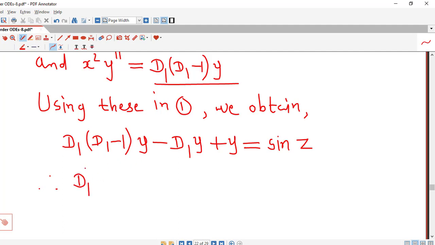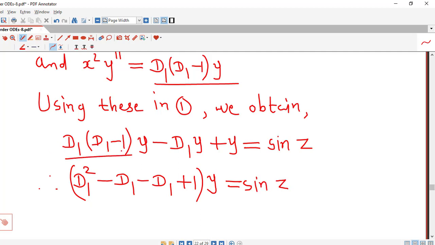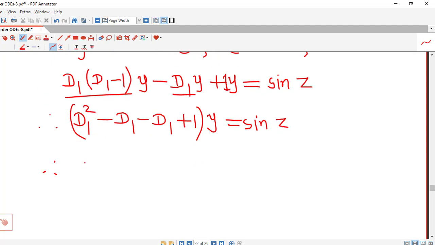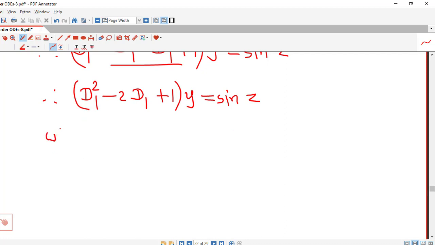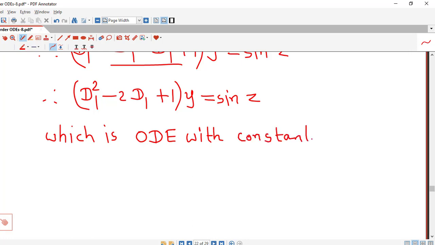Now we can simplify this. We have D1 square minus D1, here minus D1, and we can take y common, y equal to sin z. So I have multiplied these two, D1 square minus D1 plus 1, and I have taken y common. So this we can again rewrite as D1 square minus 2 D1 plus 1 y equal to sin z. So this is nothing but a differential equation with constant coefficients, an ordinary differential equation with constant coefficients in the new variables y and z.